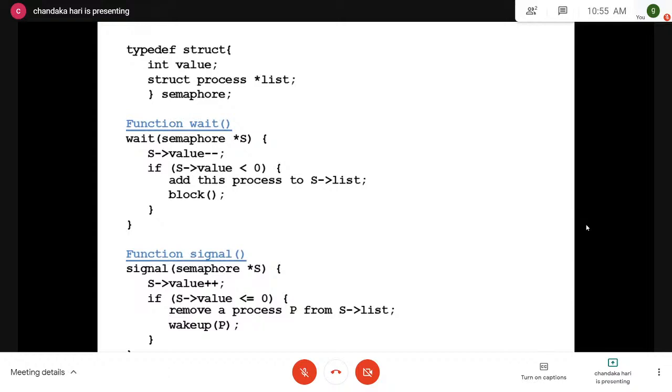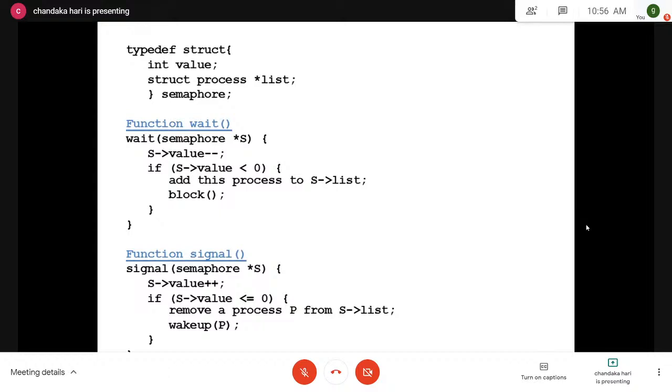Suppose after entering the critical section, process P2 makes a requisition for semaphore variable S by using the system call wait(S). Now the semaphore value is 0 minus minus, so it becomes minus 1. Minus 1 is less than 0. Then add this process to your linked list, in the waiting state, and block itself. Block means please don't try to continuously make requisitions to the operating system. Once the semaphore value becomes free, the operating system itself will wake you up. Don't continuously knock the CPU for this particular semaphore variable.